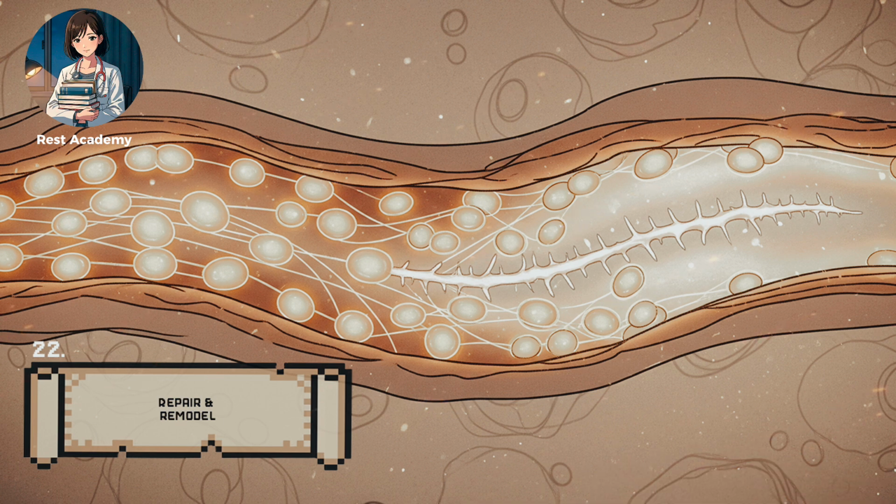Neoplasia disrupts histological order. Benign tumors maintain differentiation and architecture, malignant ones do not. Invasive carcinomas breach the basement membrane, elicit desmoplastic stroma, and show anaplasia, cellular atypia, high nuclear-cytoplasmic ratios, and abnormal mitosis. Histology remains the gold standard in diagnosis. Frozen sections in surgery, biopsies under microscope, staining patterns revealing origin and behavior.